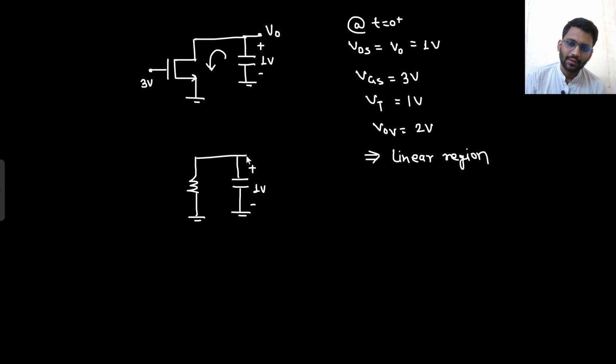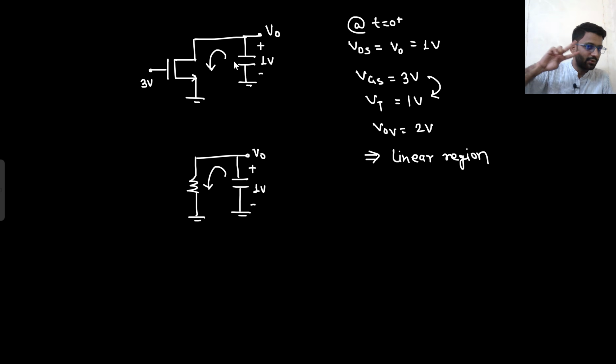This is 1 volt. The capacitor will discharge, and till what voltage will it discharge? Till 0, because here VGS is always greater than VT. So you don't need to think about this condition, but you have to think about the condition that VDS goes to 0. If VDS goes to 0, then it will be discharged to 0 volt.